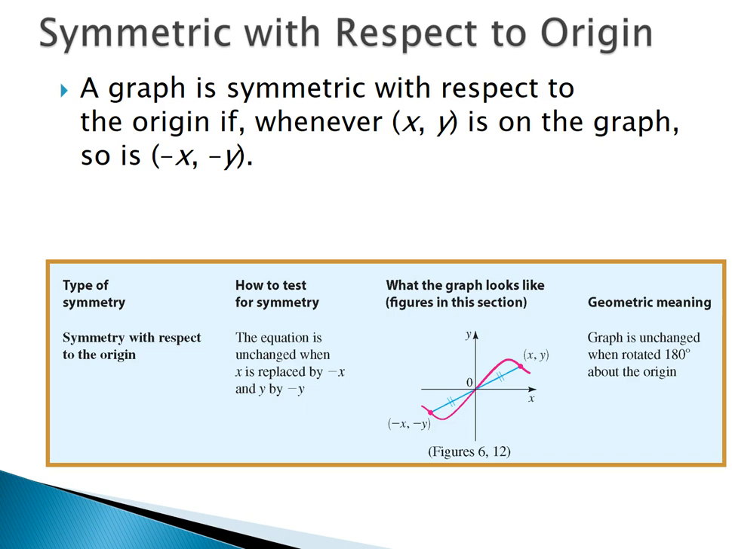So again, I'll repeat myself so you can make sure you write these down. For y-axis symmetry, you plug in negative x. For x-axis symmetry, you plug in negative y. For origin symmetry, you plug in both negative x and negative y.